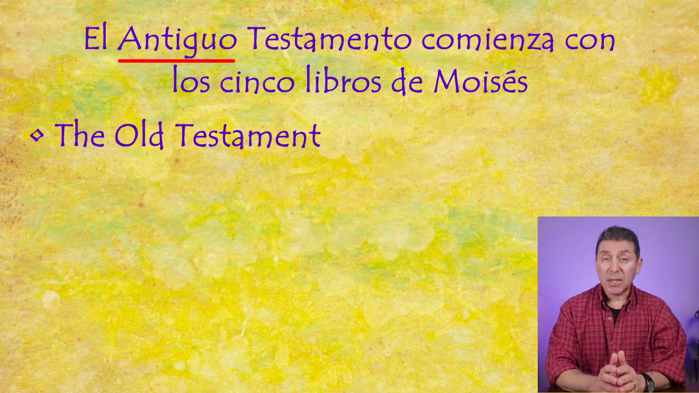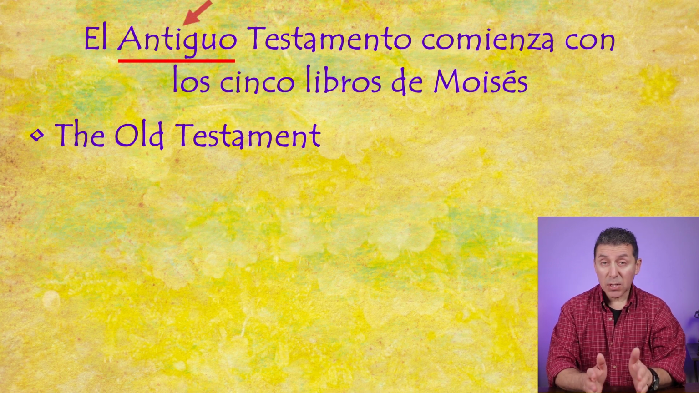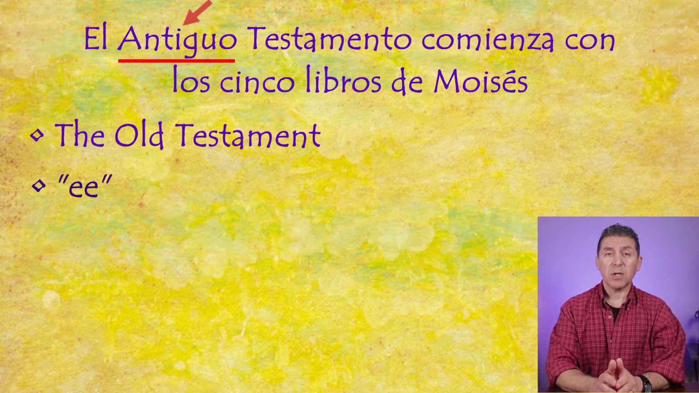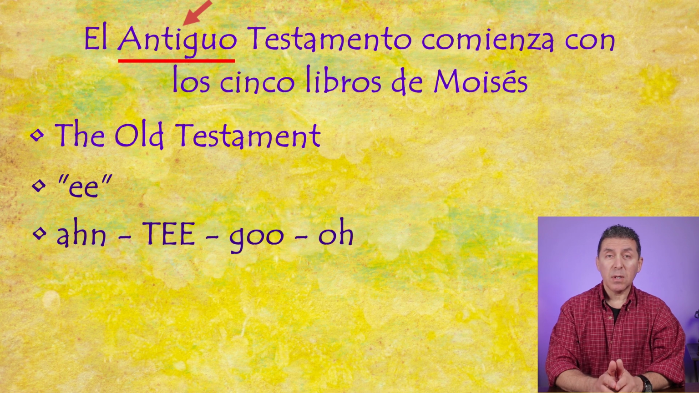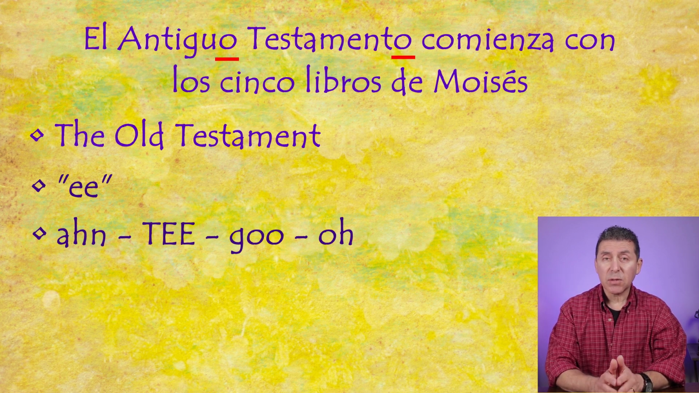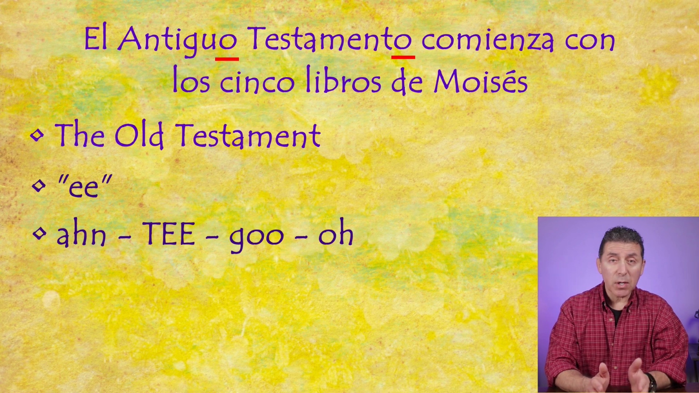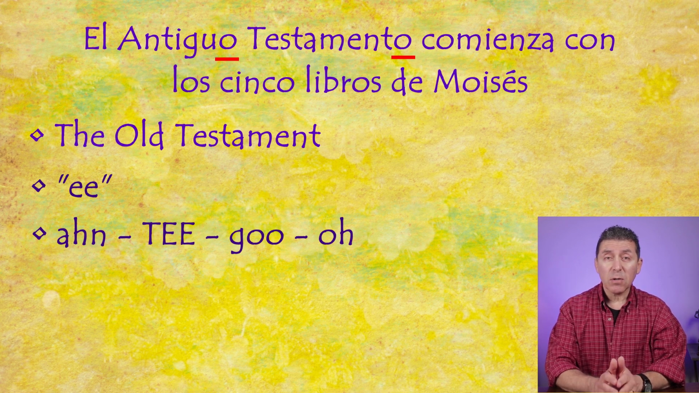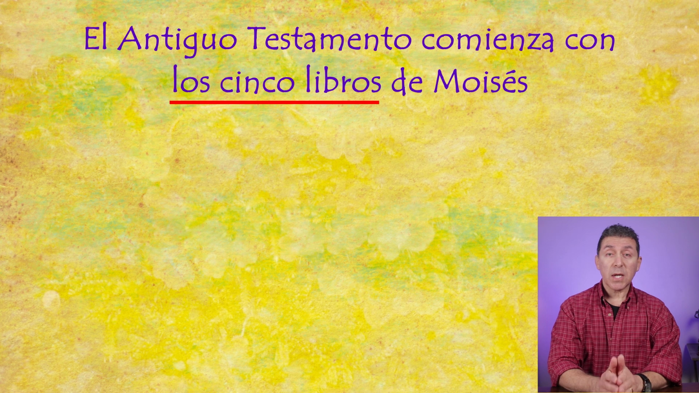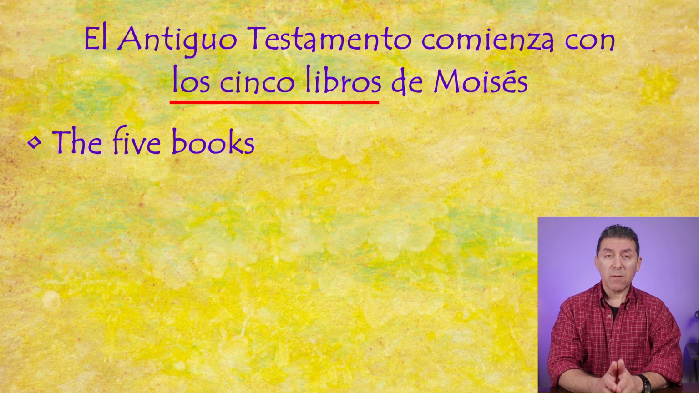Now, the word antiguo needs to have the emphasis of pronunciation on the I, which has an English double E sound. Antiguo, antiguo. Now, let's say it a little faster. Antiguo. Notice that both antiguo and testamento end in O. They are singular masculine words, so in order to agree in both gender and number, they take the definite article el. Los 5 libros means the 5 books.